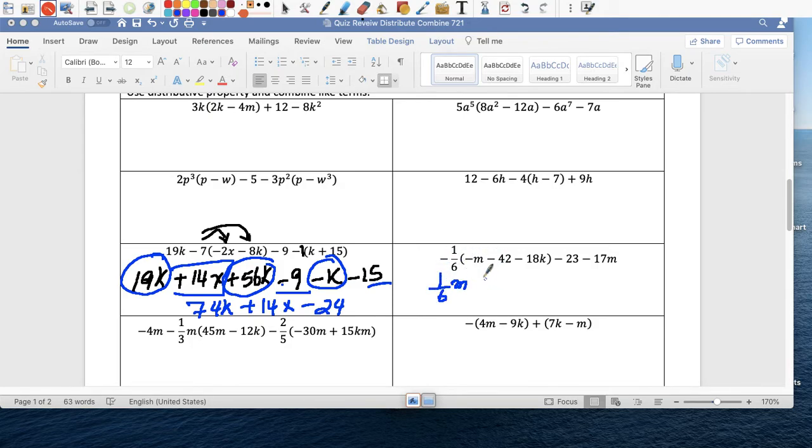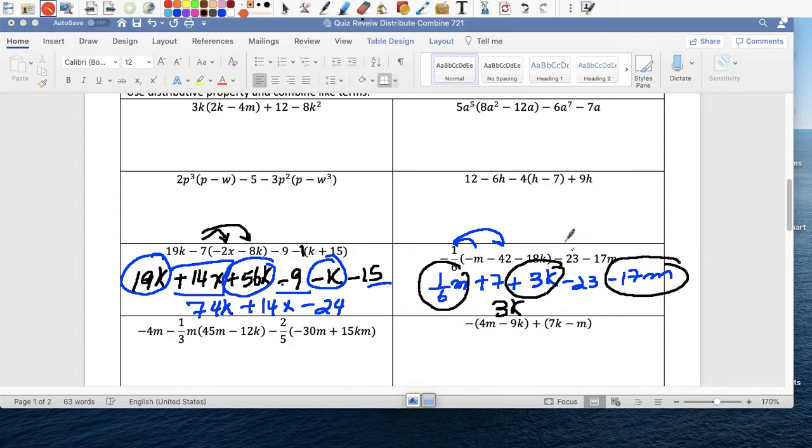Okay, negative and negative is a positive, and 1/6, so I'm just going to get 1/6m. Right? Again, 1/6 of 42 is just 7, positive 7. And then negative and negative again is positive, and 1/6 of 18 is 3. Don't forget the k. And then minus 23 minus 17m. Is there anything we can combine? Yes, there is. So 3k combines with no one, right? So put that here. So 3k, I can combine this guy with this guy. So it's 1/6 minus 17. So it's going to be minus 15 and 5/6m.